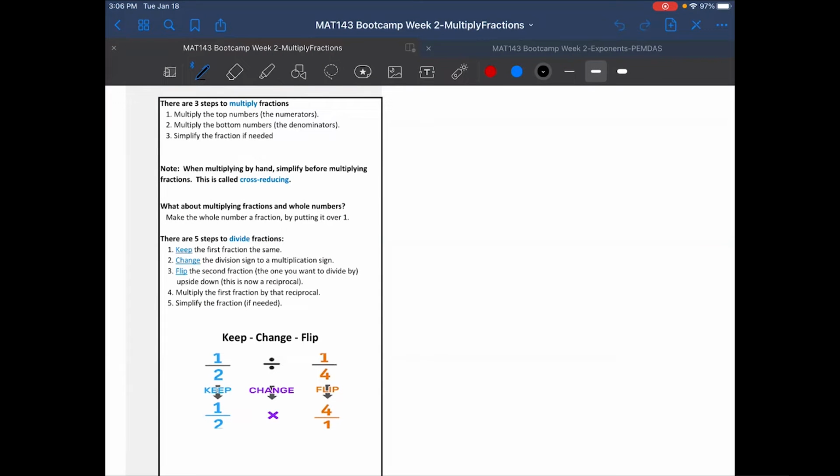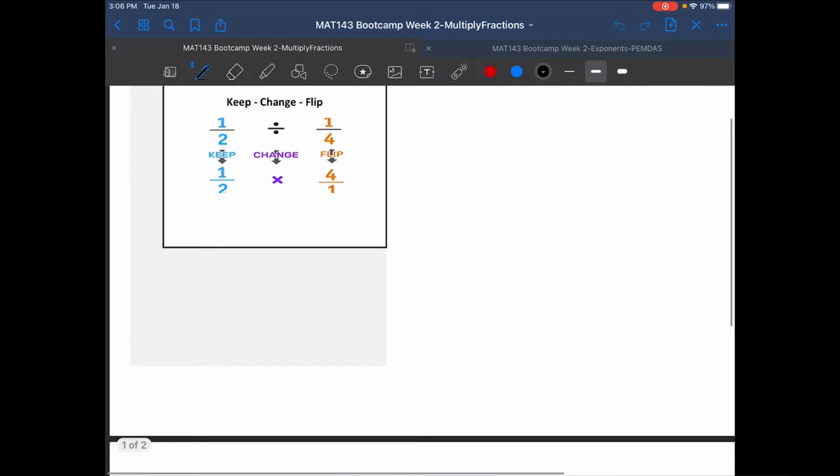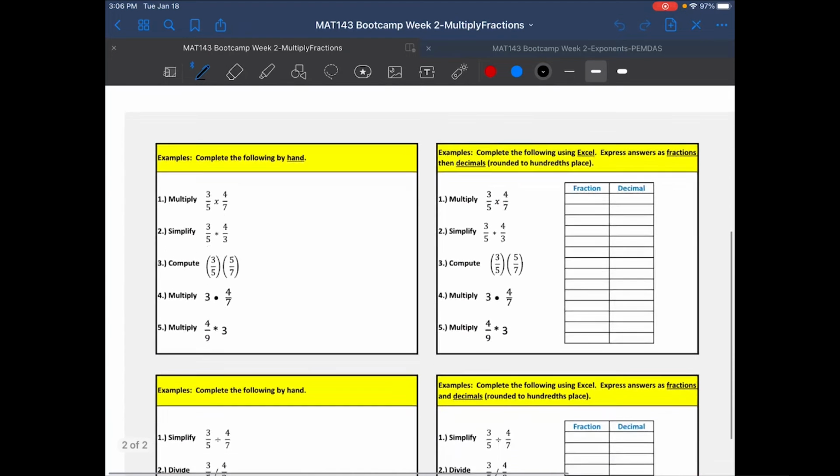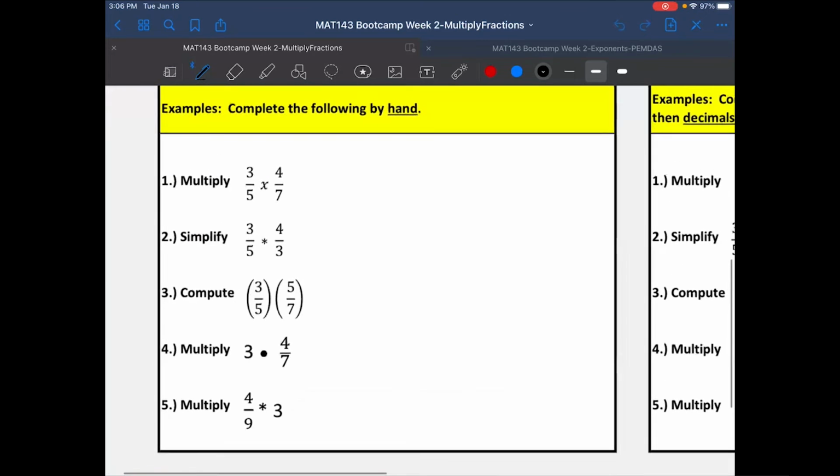So we're going to first look at multiplying fractions. There are three steps for multiplying fractions. The first thing is to multiply your top numbers, the numerators. The second thing is to multiply all the denominators, and then we want to simplify this fraction if needed. So let's head over to that first example, problem number 1, where I have 3/5 times 4/7.